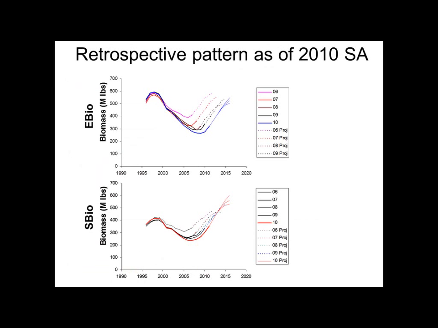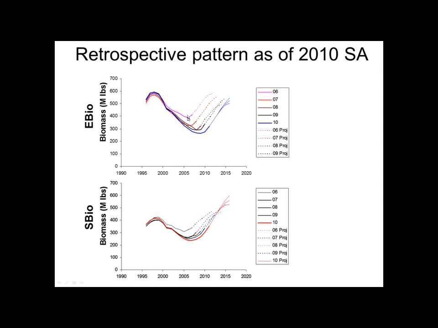This is the retrospective pattern as of last year's assessment, so end of 2010. And what this plot is showing on the upper panel is the differing trends of exploitable biomass as estimated from the first assessment that I'm showing here, which is the assessment of 2006. The pattern has been going in this consistency since 2004. And this is slightly different from what was presented in Steven's presentation, in as much as this is the real time series of estimates that were produced in 2006.